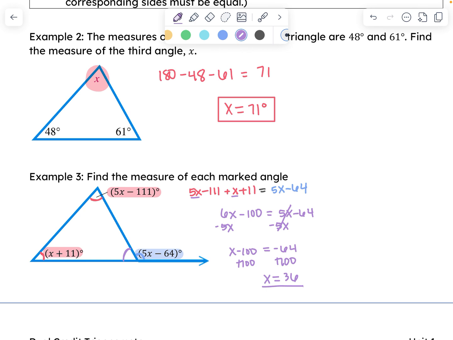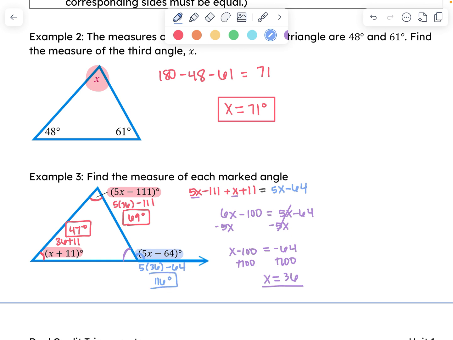And then don't forget, we need to make sure that we're actually reading our directions. It didn't just tell us to find x. We need to also plug it back in and actually find the measure of each of the marked angles. If I plug it into the top one, that would be 5 times 36 minus 111, which should give us 69 degrees. If I plug it in over here to the x plus 11, 36 plus 11 is going to give us 47 degrees. And our outside angle over here, 5 times 36 minus 64, that one will give us 116 degrees.